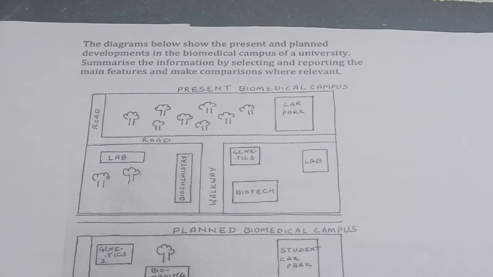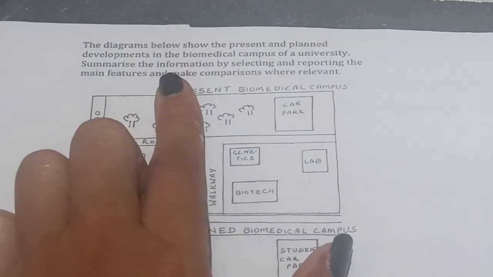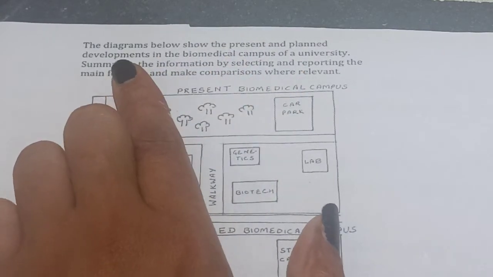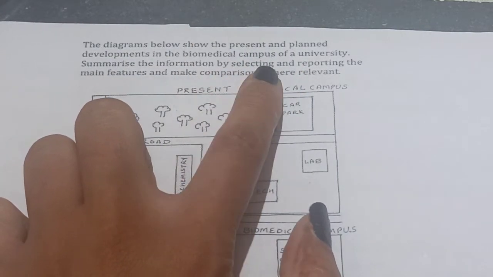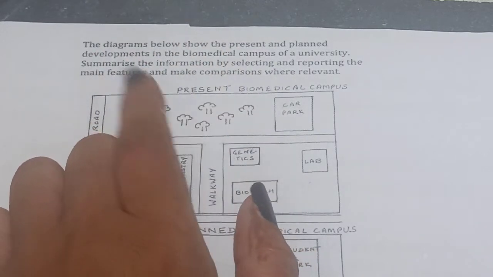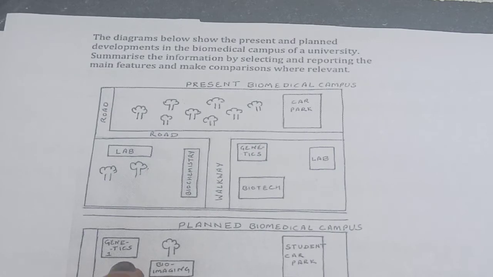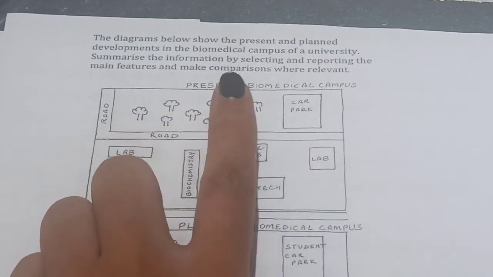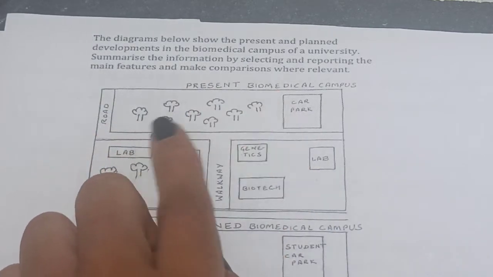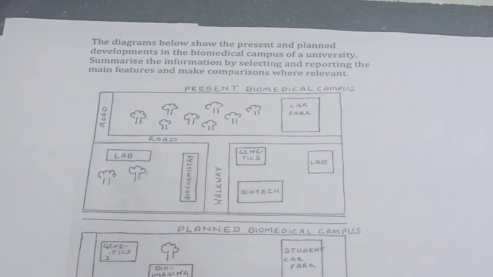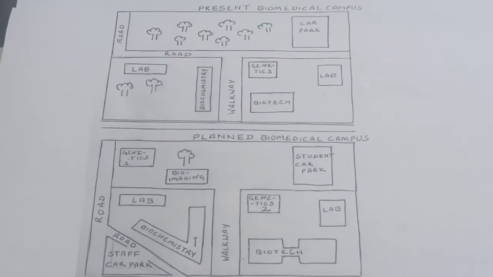Today in this video I'll be discussing with you writing task 1, and the question for today is: the diagrams below show the present and planned developments in the biomedical campus of a university. Summarize the information by selecting and reporting the main features and make comparisons where relevant. So we are given a biomedical campus, the present structure and a planned structure of the building, how it will look in the future.